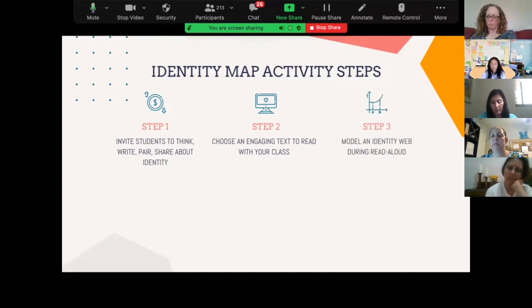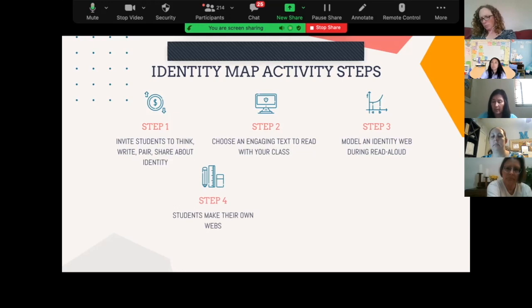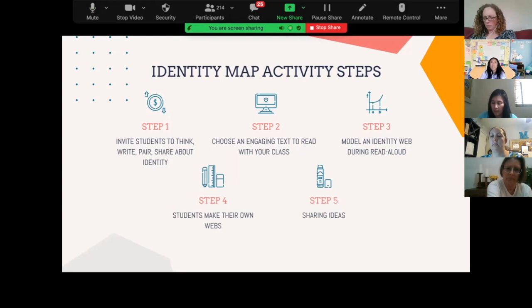Step 3, you will model an identity web during the read aloud. So as you're reading aloud, you're creating an identity web about the character. Then step 4, and you might preface this by modeling your own creating of an identity web of yourself, but also this is the opportunity where students will make their webs. And then 5, they'll share their webs, so they'll share their ideas.